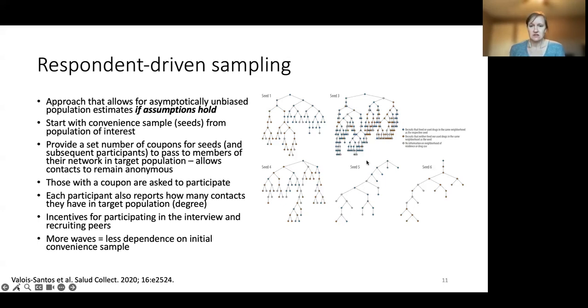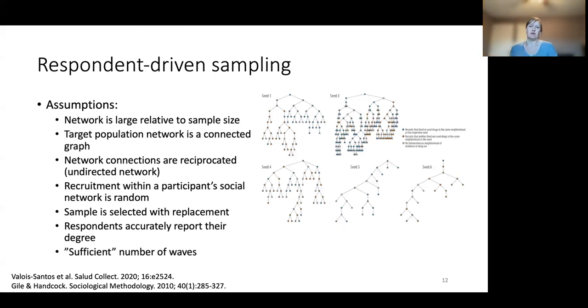So for instance, in this schematic, this is the results of five different seeds going through the network. And you can see that seed three was really successful in getting deeply into their network, whereas seed six was not very successful. And so what you ideally want when you do an RDS sample is for everyone to look like seed three. And that gets to that last point about having less dependence on your initial convenience sample. And there's a lot of thought about choosing highly connected folks for that convenience sample to get deeper into the network if possible.